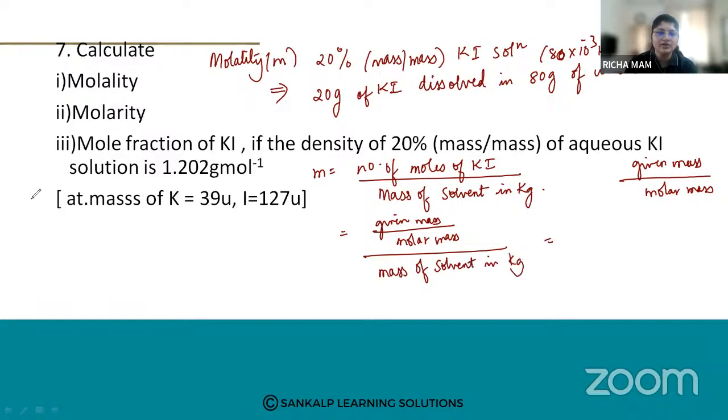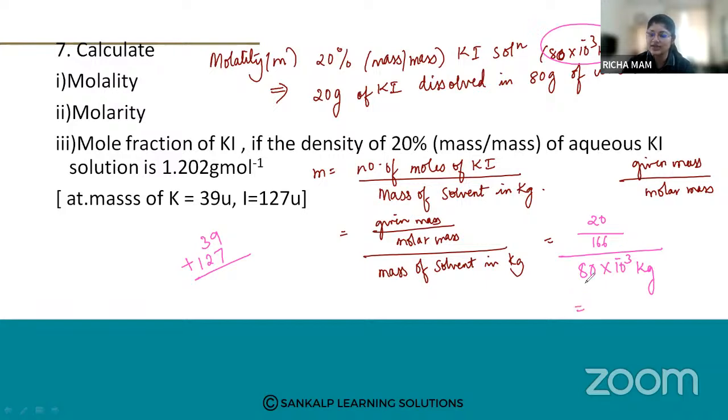So now we'll put the values. Given mass is 20. What is the molar mass? Molar mass is 39 plus 127, it comes to 166. So 166 is the molar mass, divided by the mass of the solvent in kg, which is 80 into 10 raised to minus 3 kg.